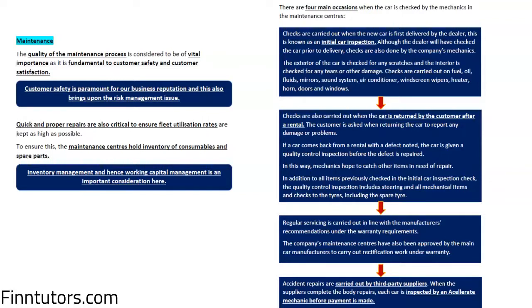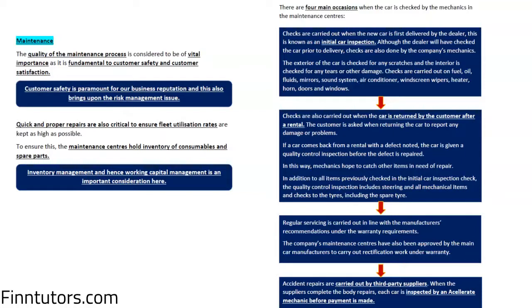Checks are also carried out when the car is returned by the customer after the rental. If the car comes back from a rental with a defect, the car is given to quality control inspection before the defect is repaired. In this way, mechanics hope to catch other items in need of repair. So before giving it to the mechanics, they first give it to quality control inspection, which highlights that these three are the problems, and then the mechanics are supposed to do the job. In addition to all items previously checked in the initial inspection, the quality control inspection includes steering, and all mechanical items are checked again. So we do it at the beginning, and we do it when the customer gives the car back.